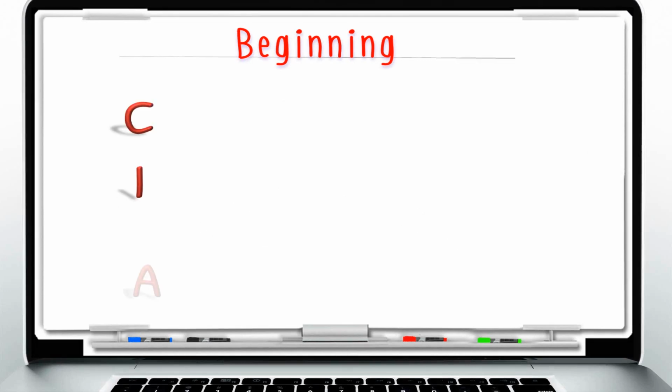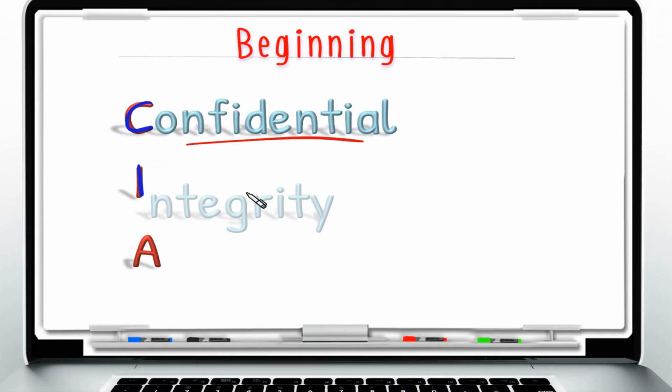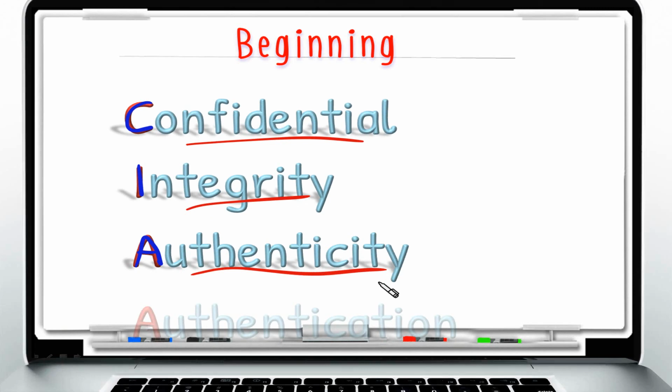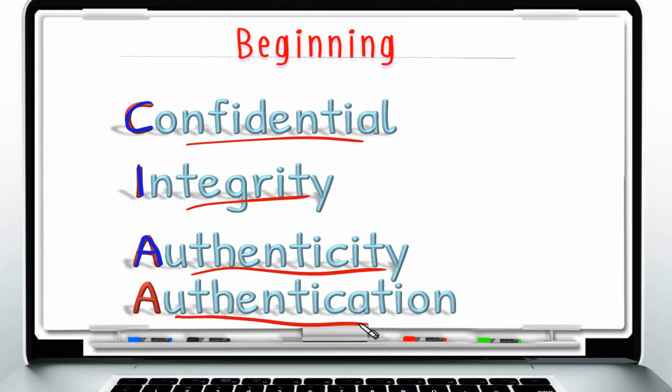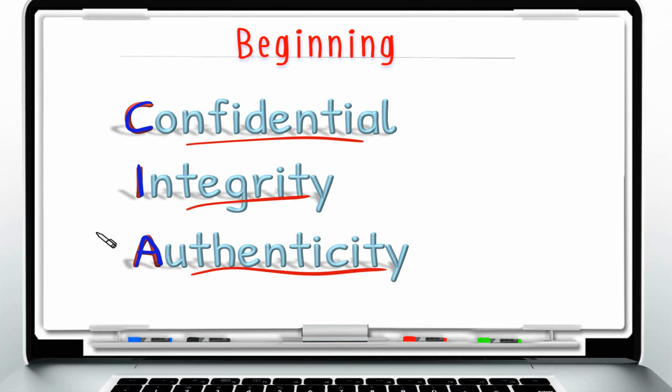This is also called the CIA model. Confidentiality, integrity, authenticity. Sometimes the A could be for authentication. Sometimes you'll see CIA 2. But for this discussion, I will use authenticity. We will refer to this model again in this video.